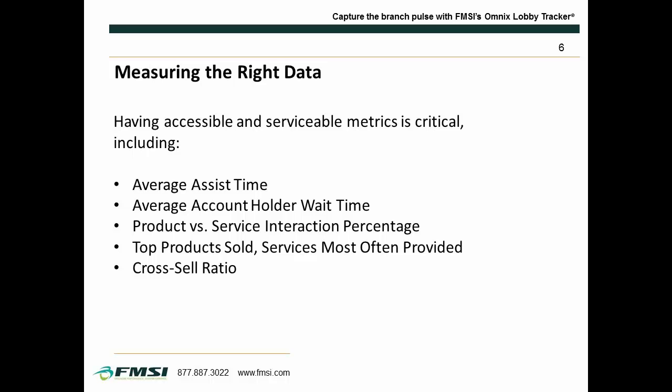The data on this slide can be available in real-time dashboards for institutions that have implemented dedicated branch tracking systems from business intelligence application experts like FMSI. So average assist times, average account holder wait times, product versus service interaction percentages, top products sold, services most often provided, and cross-sell ratios are all available. Institutions can use this data for more targeted coaching, identifying busy and slow periods, recognizing top performers, and stopping poor service occurrences through electronic alerts to management when time thresholds are surpassed.